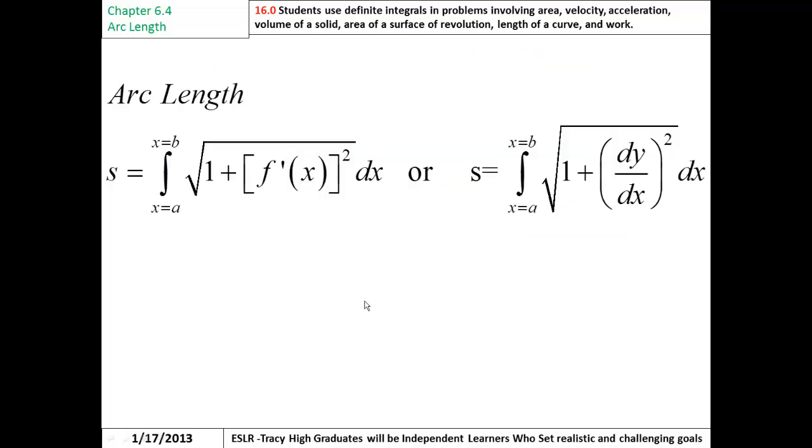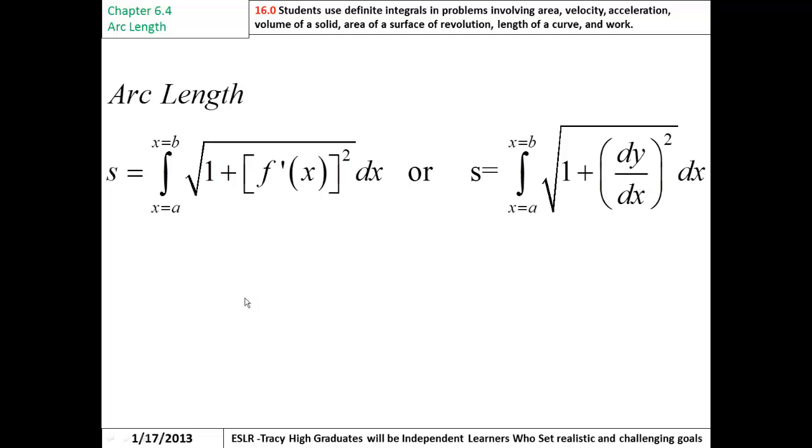So going on, this is just summing things up here. Arc length, S's arc length is the integral from x equals a to b of the square root of 1 plus f prime of x squared, or dy dx squared. It's the exact same thing.